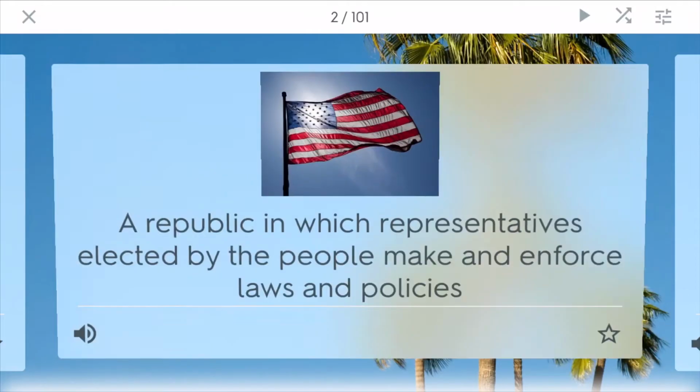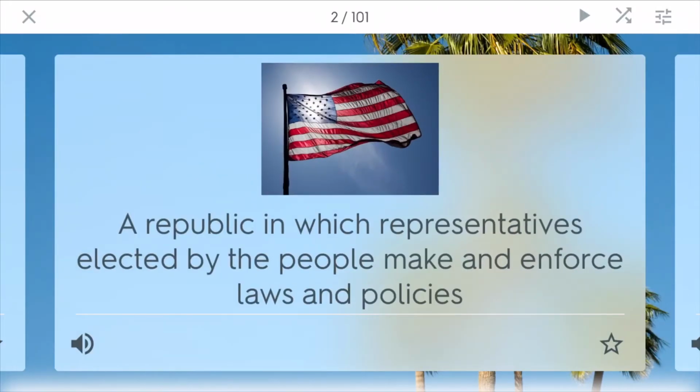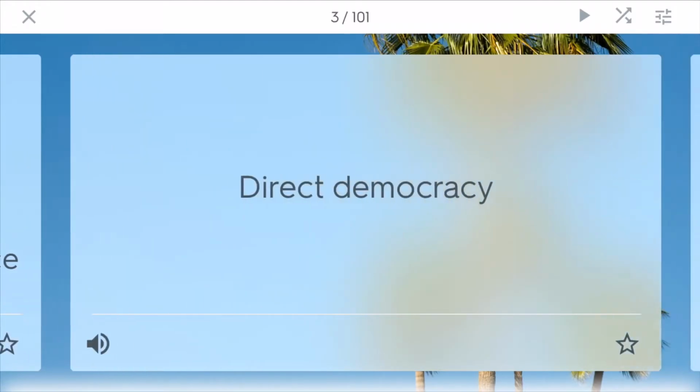Democratic Republic. This is the type of system we have in the United States, and it's a republic in which representatives are elected by the people, and these representatives make and enforce laws and policies. So we don't have a direct democracy. Not every person directly can vote on things, but they can vote for representatives who will hopefully represent their views.